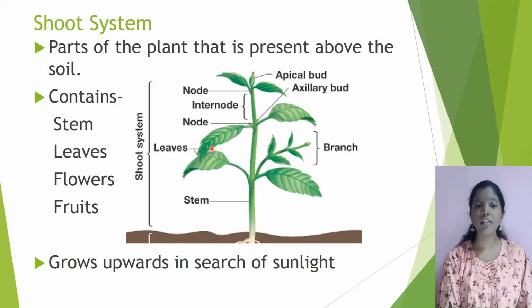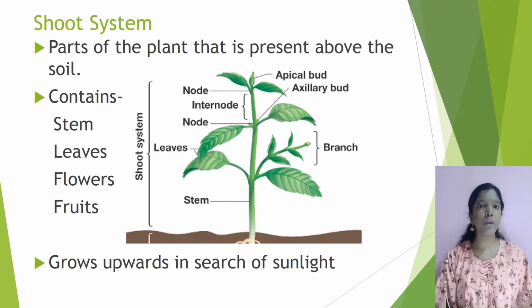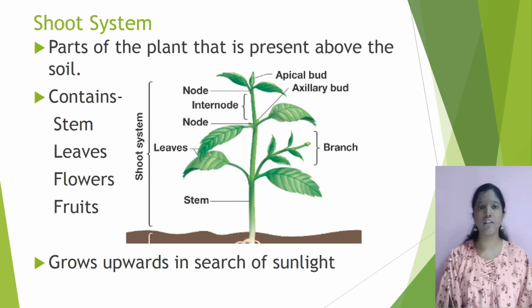So here there is a detailed structure with the labeling. So what is this labeling? These are all apical bud, axillary bud, branch, stem, leaves. So we just need to concentrate on the stem, leaves, flowers, and fruits. And how do they grow? They grow upwards in search of sunlight.